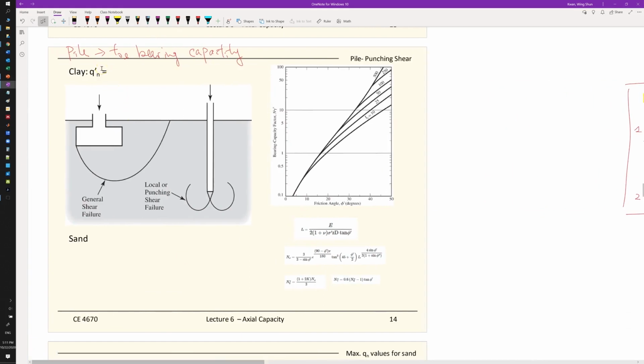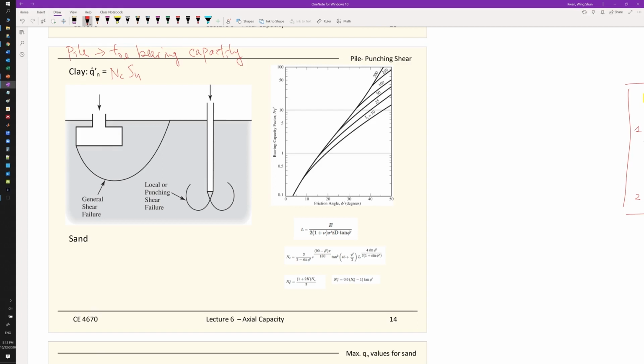And the nominal bearing capacity. So this Q sub n here is the toe bearing capacity for clay under effective stress, and is equal to N sub c times S sub u. So S sub u is the undrained shear strength of the soil. You can estimate this either from lab testing or field testing, like the SPT or CPT analysis that you have gone through.